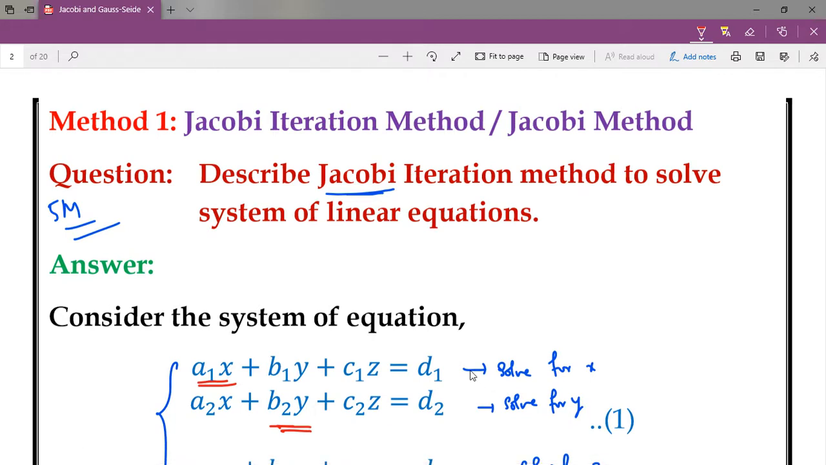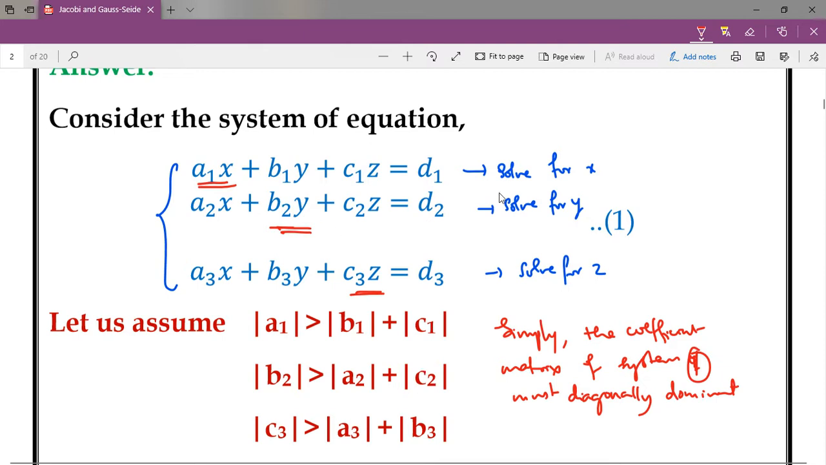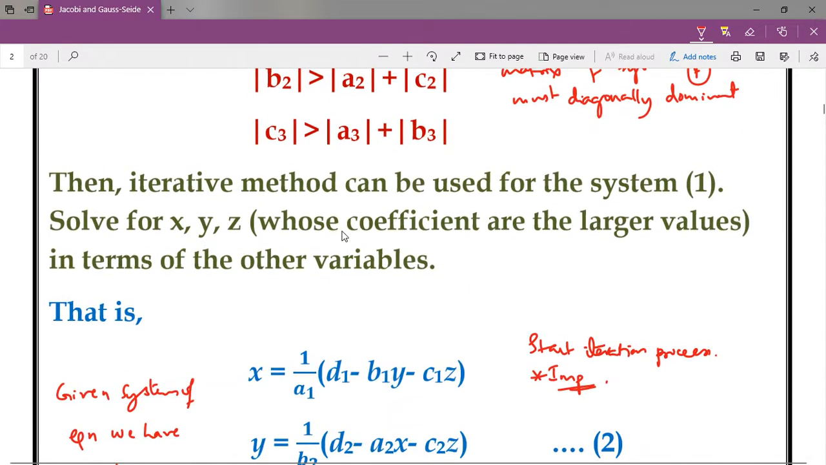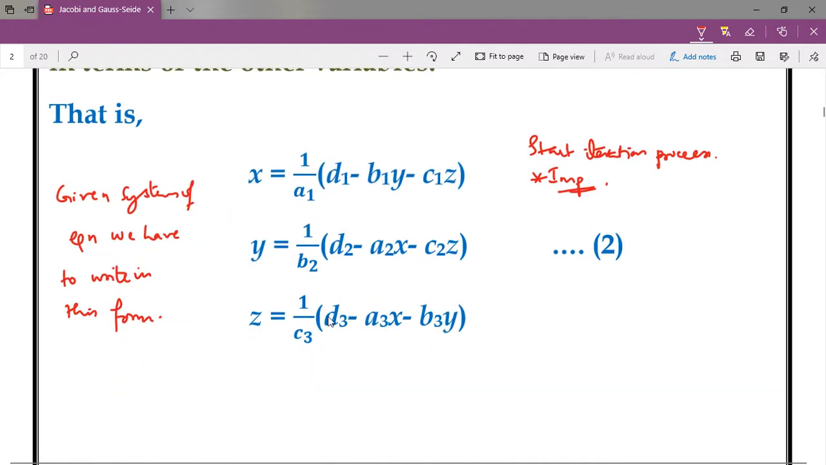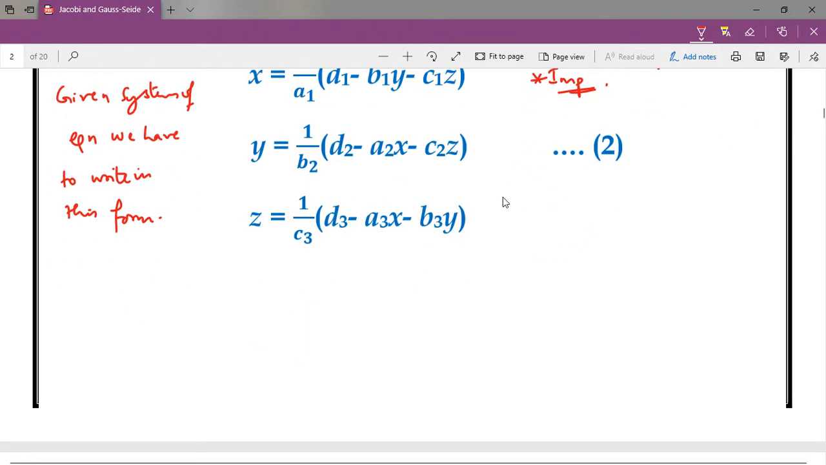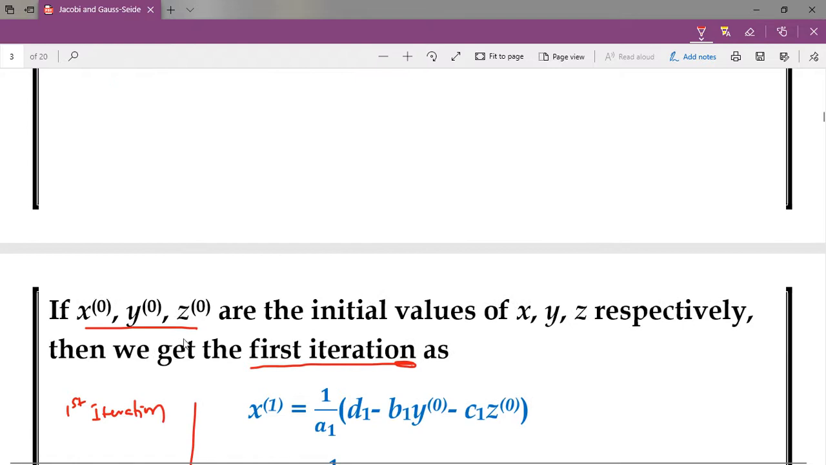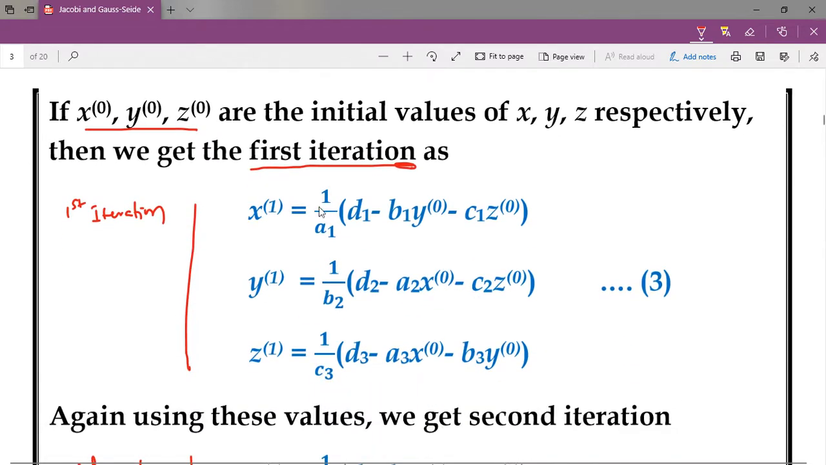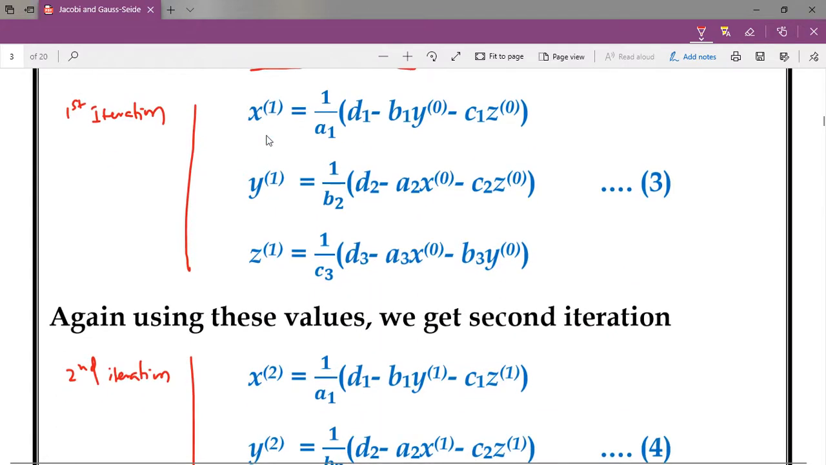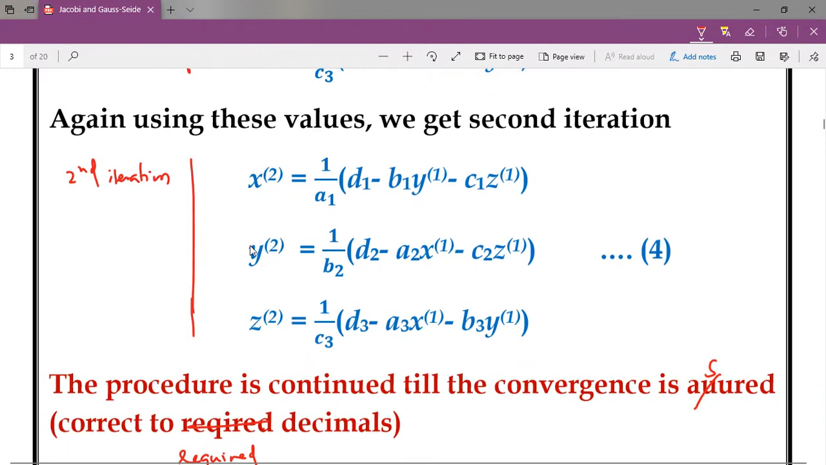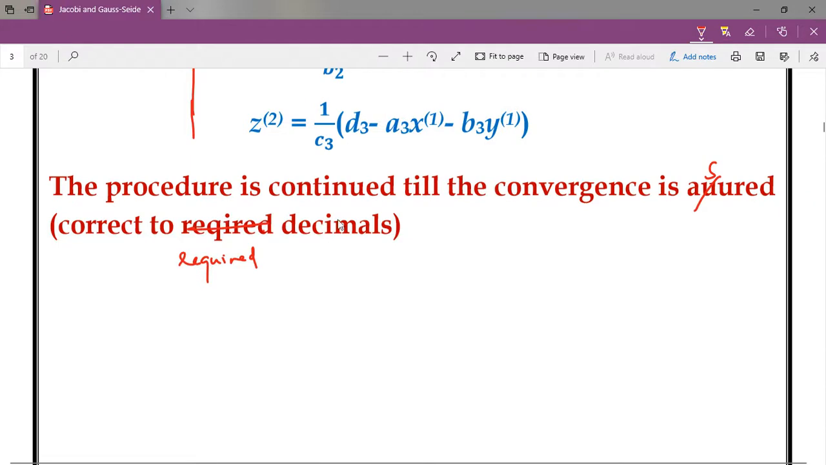In the Jacobi iteration method, we first check that the given system is diagonally dominant. After that we solve for x, y, z. Then we go for the iteration process, taking x0, y0, z0 as the first iteration. Using x1, y1, z1, we get the second iteration, and so on. The procedure is continued till the convergence is assured.